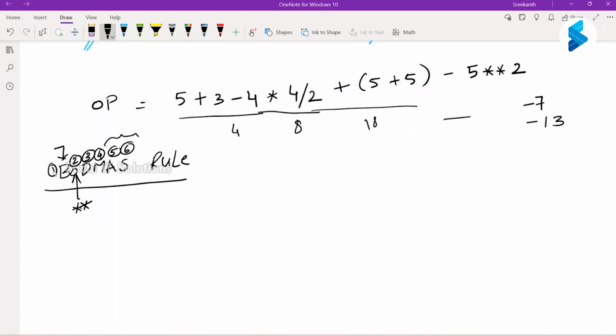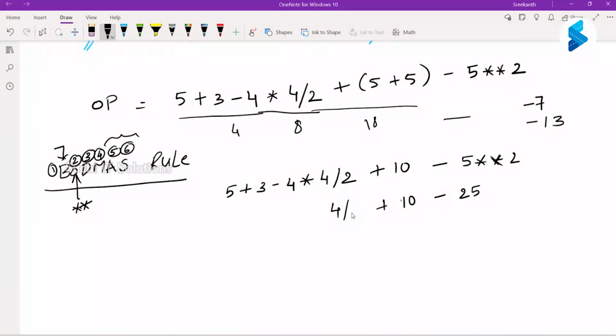Now apply the same thing and tell me. The first is the one in the brackets. If I simplify that, it is plus 10 minus 5 star star 2. So we are done with the first. The one in the brackets is completed. The second one is order. So 5 power 2 is how much? 25.